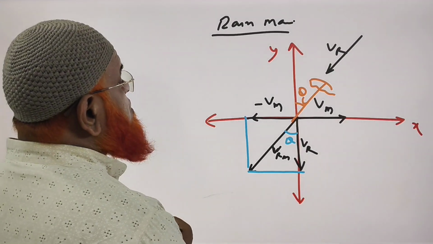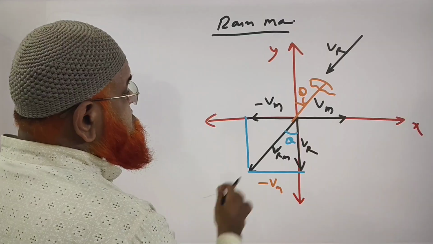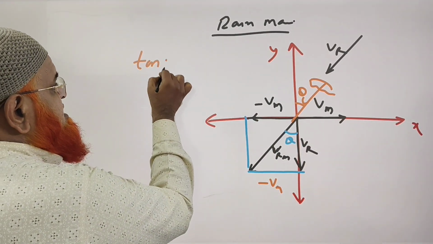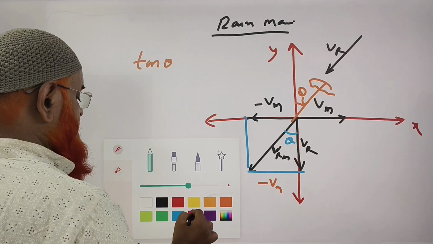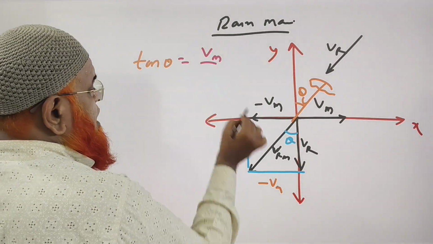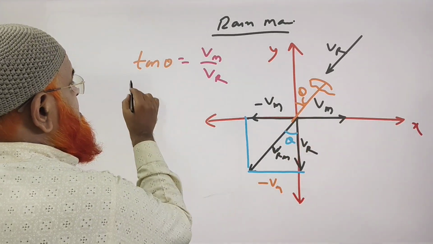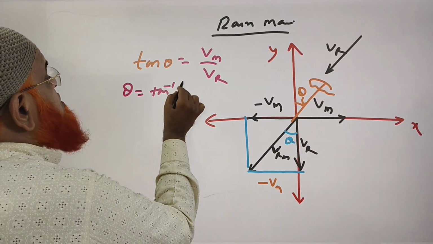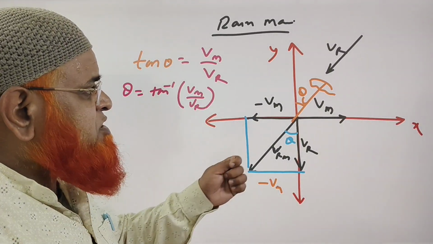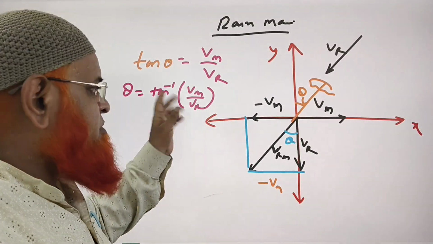So what are you going to do now? This is the velocity of man, and this is also the velocity of man. Opposite sides are the same, so we can find out tan theta. Tan theta means opposite side by adjacent side, Vm by Vr. So theta is equal to tan inverse of Vm by Vr. We can find out the angle with which the umbrella is held.